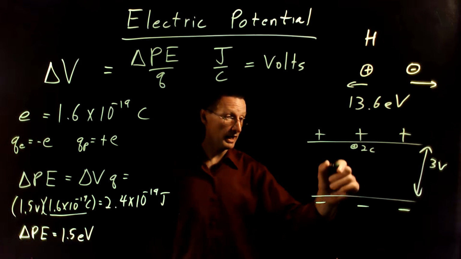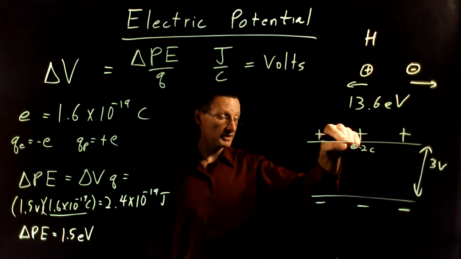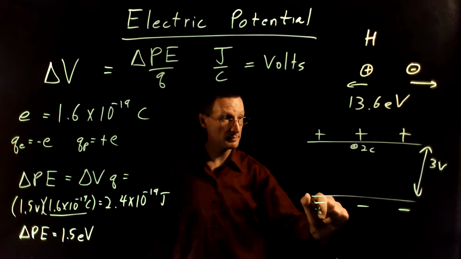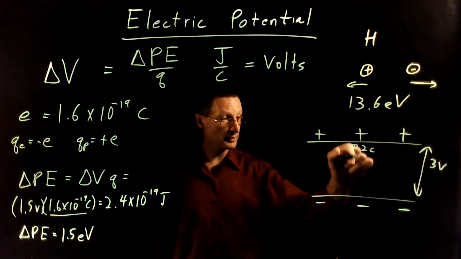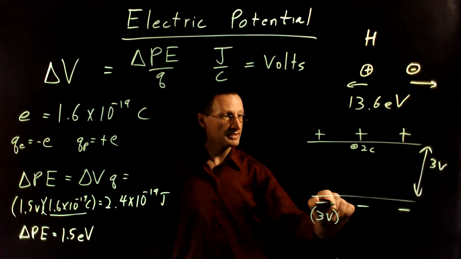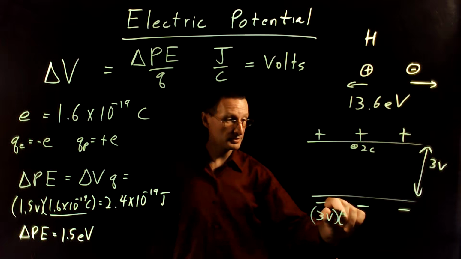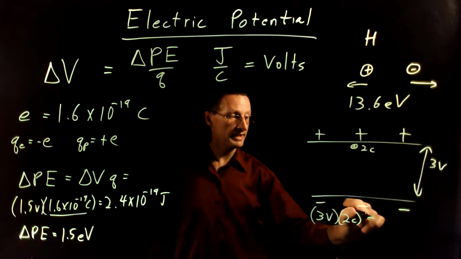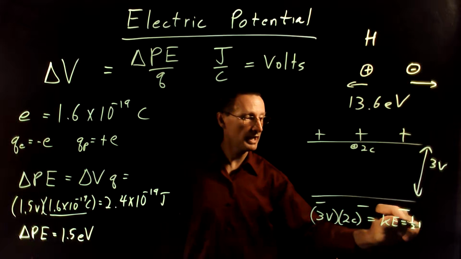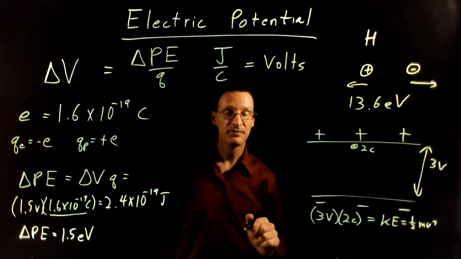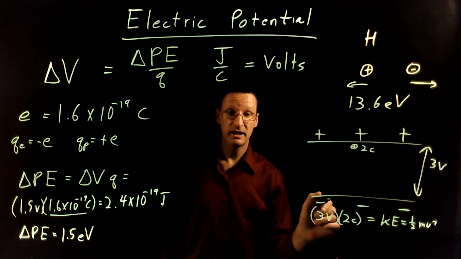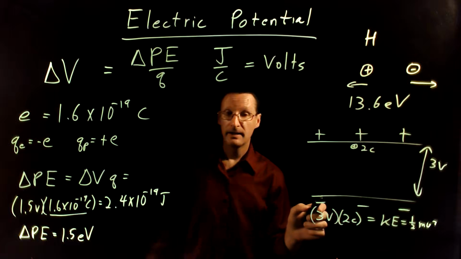So I know that energy is conserved. Conceptually here, what's happening is that potential energy is converted into kinetic energy. The potential energy is just the voltage difference, that's 3 volts times the charge, which is 2 coulombs, and that's converted into kinetic energy, and the kinetic energy is 1/2 mv squared.